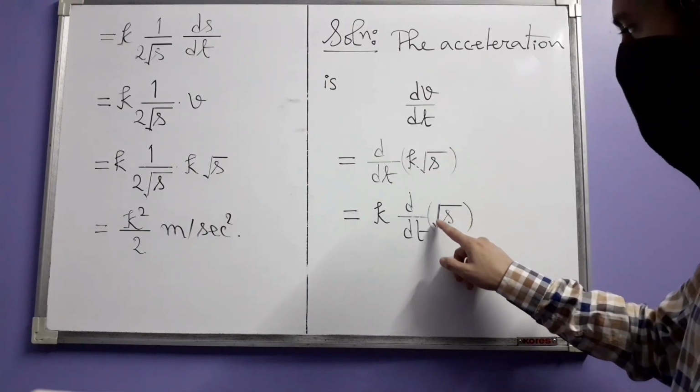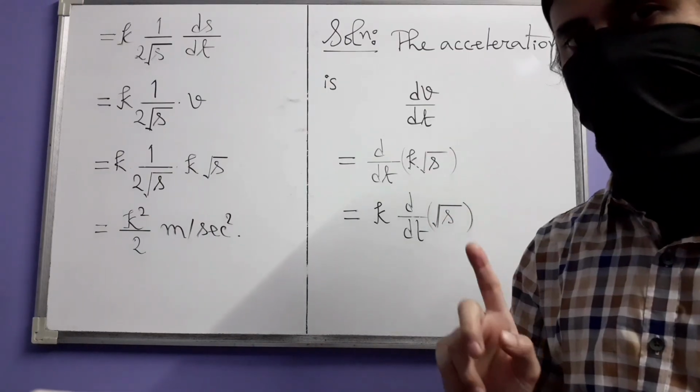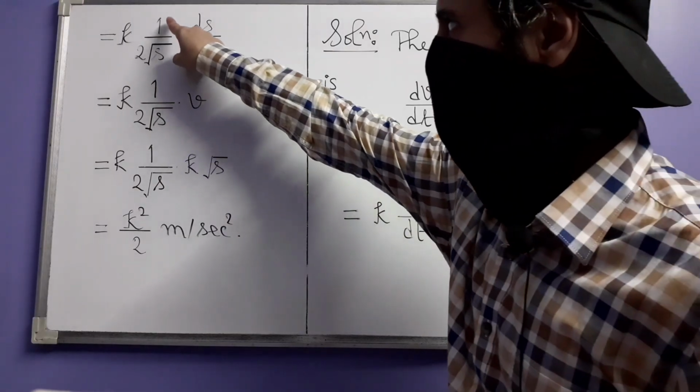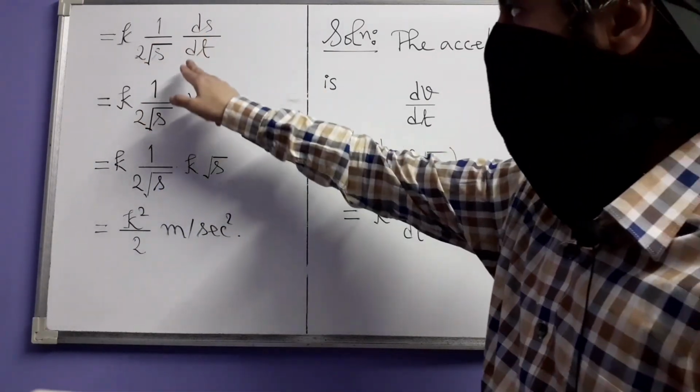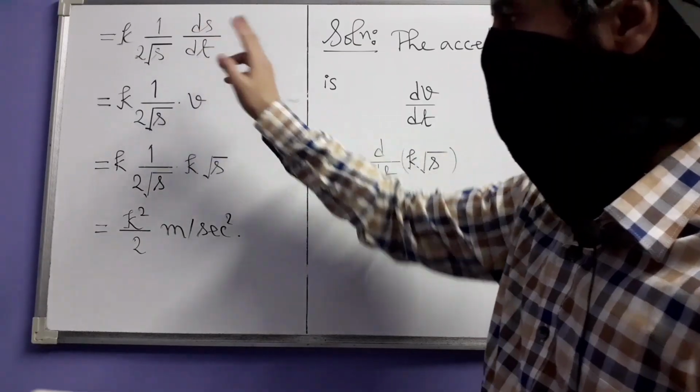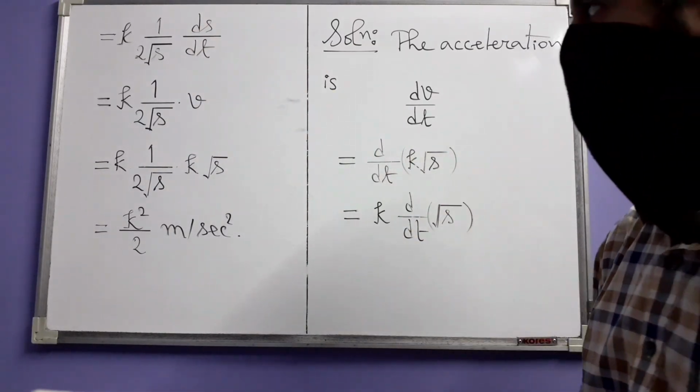First of all you differentiate the outer square root term. Doing so you get 1 divided by 2 times root s. You already know this derivative, and then you multiply that with the derivative of the inner term, which is s.